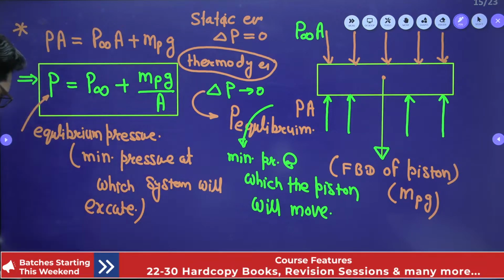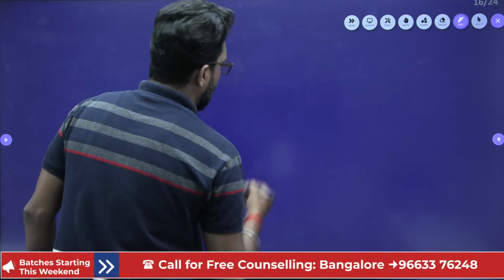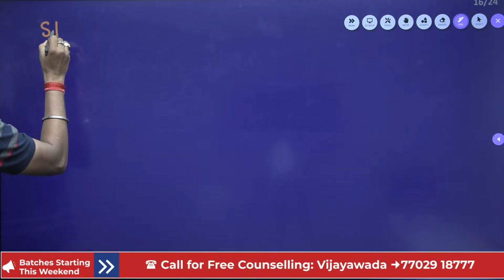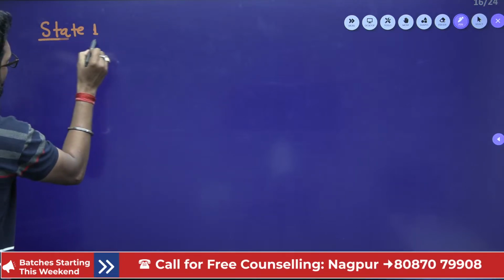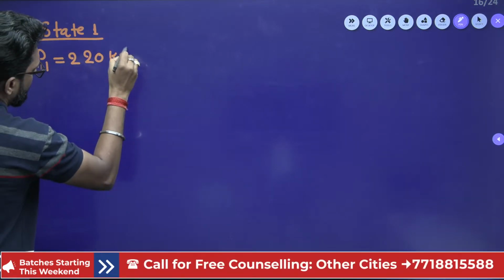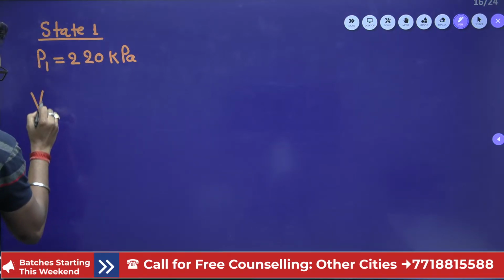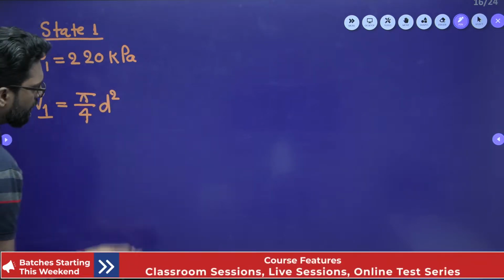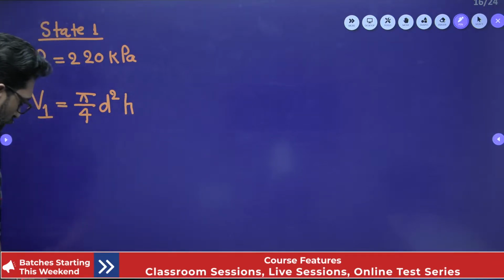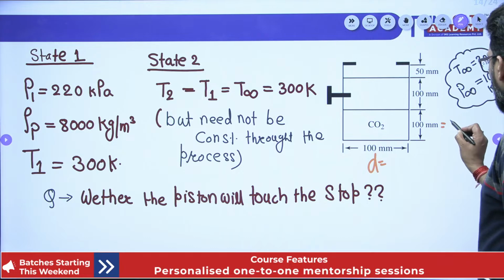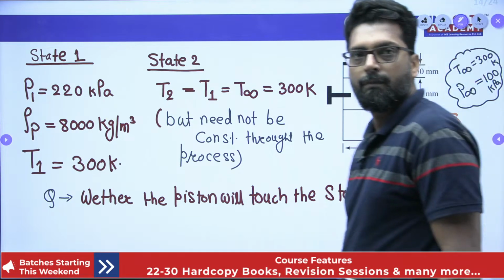Okay, now how to calculate it? Initially, what is the initial volume? That means state 1. What information is there? P1 is 220 kilopascal, it is given. So what is the volume? Initially V1 is pi by 4 d squared into h. This is your d, and this is your h, initially h is 100. So put this value.